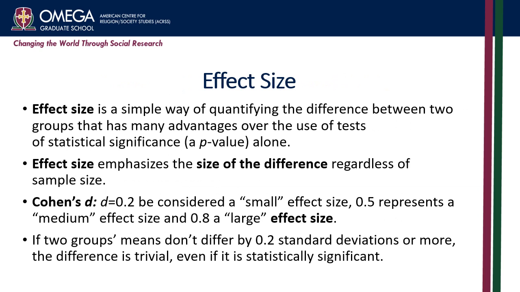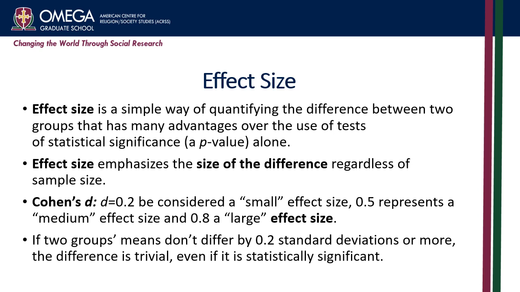In social science research, it's tempting to rely on p-values alone, especially because the statistical software will compute p-values so easily. But p-values do not tell the whole story. We also have to consider effect size. Effect size is a simple way of quantifying the difference between two groups that has many advantages over the use of tests of statistical significance, that is, p-values alone. Effect size emphasizes the size of the difference regardless of the sample size.